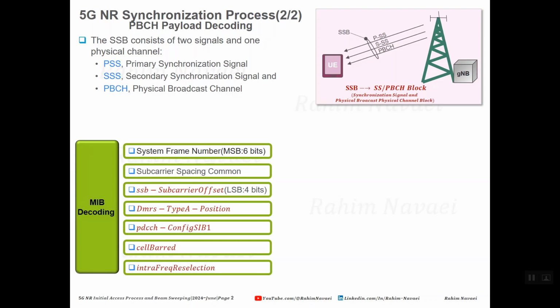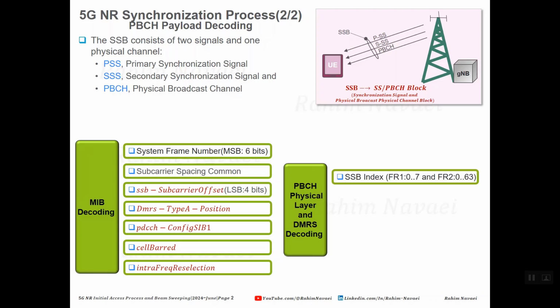As you know, the demodulation reference signal DMRS is transmitted along with PBCH to assist the 5G device in demodulating the PBCH payload. The PBCH DMRS contains information related to the SSB index. Here you can see the essential information that a 5G device can get by combining the information obtained from the PBCH DMRS with the additional data added to the MIB at the physical layer.